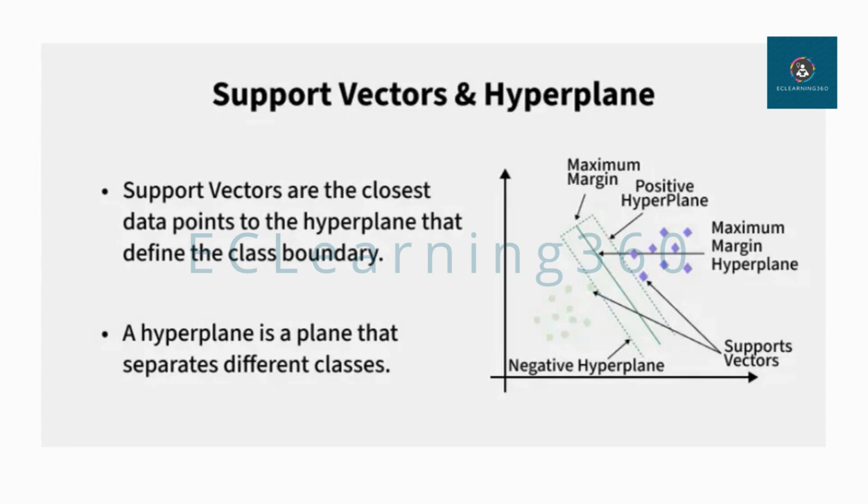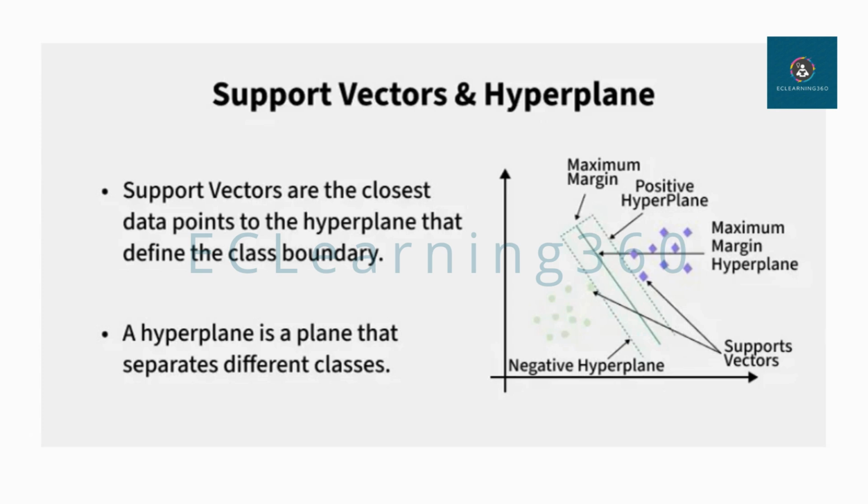Let's take a closer look at this illustration, which shows a support vector and a hyperplane. The hyperplane is essentially the decision boundary that separates different classes in our data. It's like a line or a plane that helps us distinguish between categories. The support vectors are the data points that are closest to this boundary, and they play a crucial role because they define the position and orientation of the hyperplane. Think of them as the most influential points in shaping our decision boundary. Highlighting these points helps us understand how the model makes its decisions.